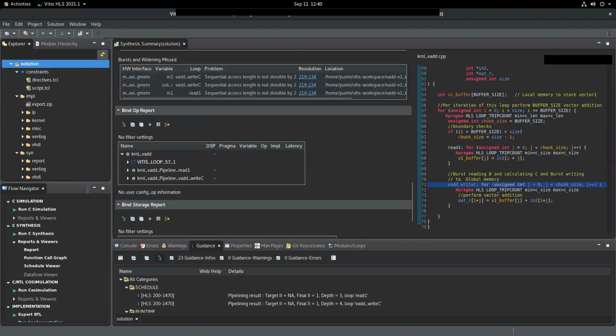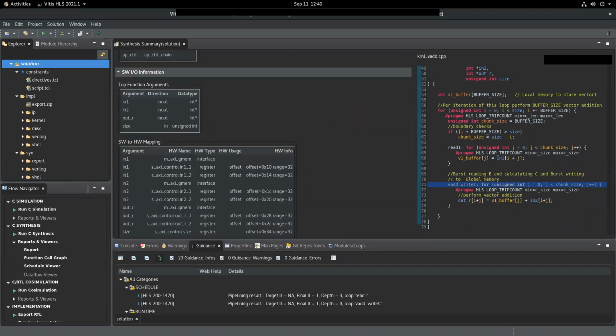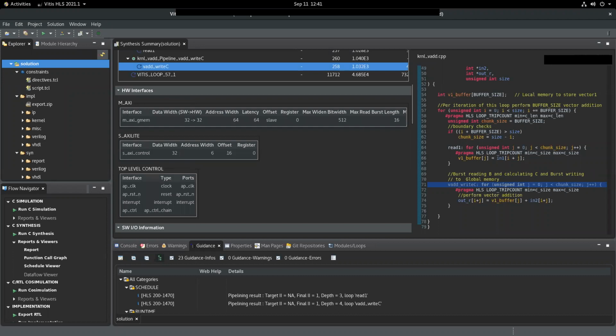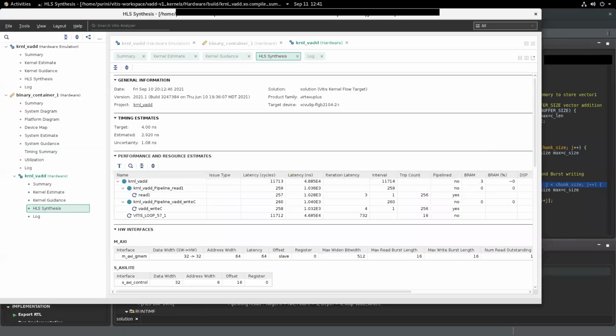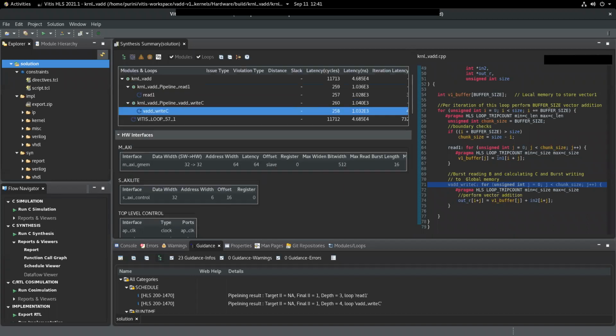Sir, how did we open this? Which file did we open in HLS? So you should go here, in the HLS synthesis, after the project is highlighted. So when you do the design, you should go through this very carefully. You'll get a lot of nice information here.